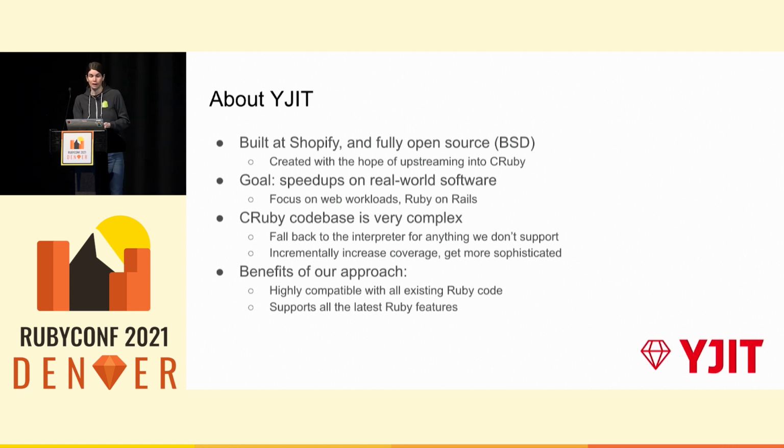The objective is to produce speedups on real-world software. For us, real-world software means largely web workloads like Ruby on Rails because we do a lot of that at Shopify. CRuby is a very complex code base, so the approach that we've taken is incremental, where we gradually build the JIT compiler, and for everything we don't support, we fall back to the Ruby interpreter. And then over time, we increase the amount of things that we support in the JIT and get more sophisticated. The benefit of our approach is that we're highly compatible with all existing Ruby code, and we're able to support all of the latest Ruby features.